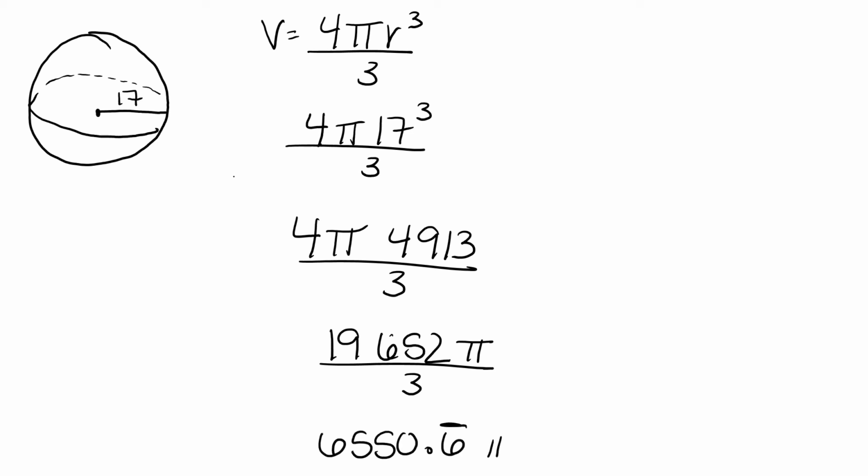6550.6 repeating. Again, notice we did not round that answer yet. You only round the final answer. So we're going to take that entire thing with the repeating decimal, and we're going to multiply it by the fraction 22 over 7 per the directions. And we get 20,587.8095, on and on and on.